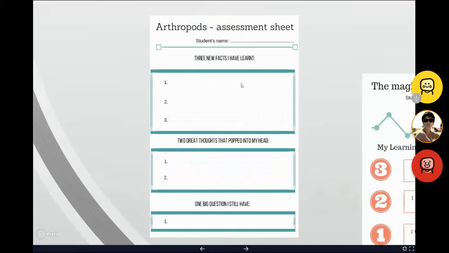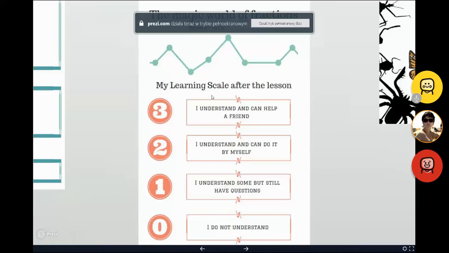Maths. The magic words of fractions, my learning scale after the lesson, and you have to mark the level which you think is your level after the lesson, how much you understood. I do not understand, I understand some but still I have questions, I understand and I can do it by myself, or understand and I can help a friend. That would be the mastery, right?